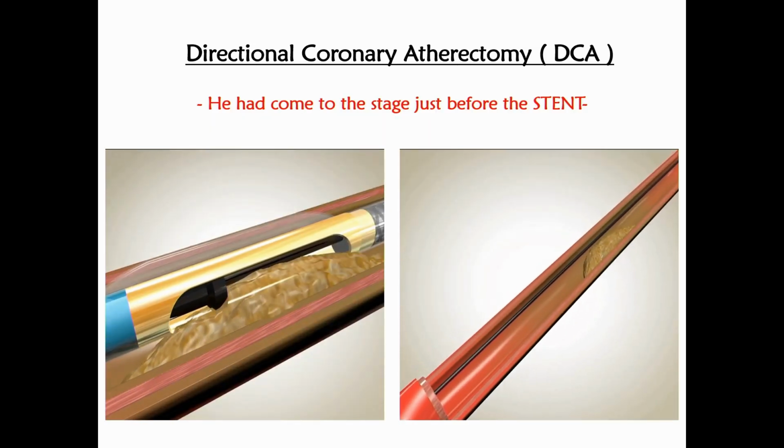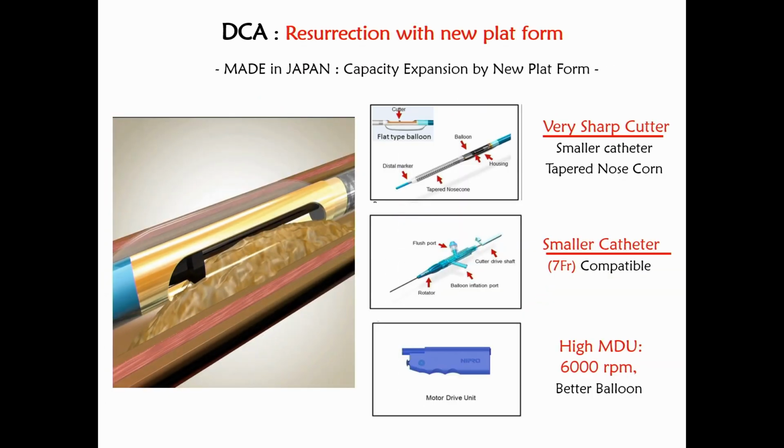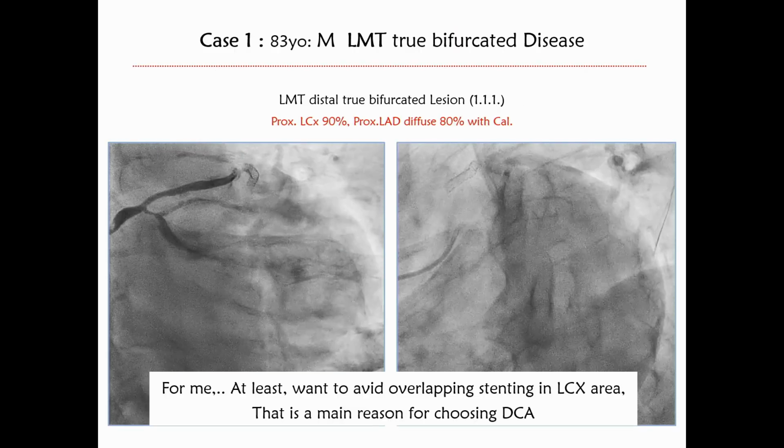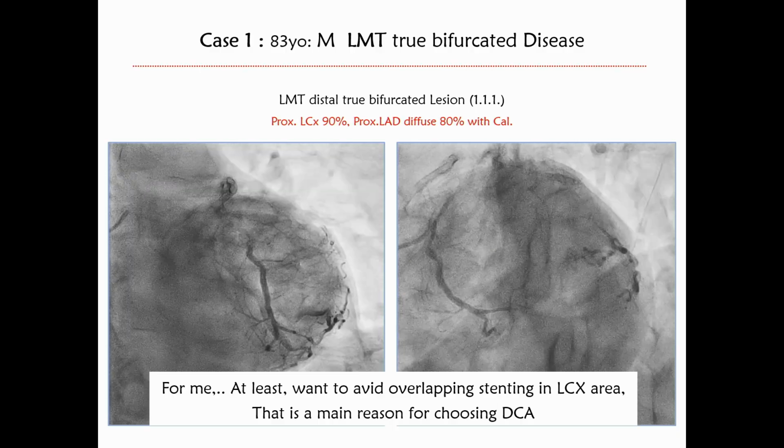First, DCA. Actually, this is only available in Japan. But compared with maybe 20 years ago, this is a very nice one. Very sharp cutter, maybe double. The smaller catheter is 7-French compatible, and very flexible, with high amplitude, two times stronger. Okay, this is a case of a left main bifurcation lesion.